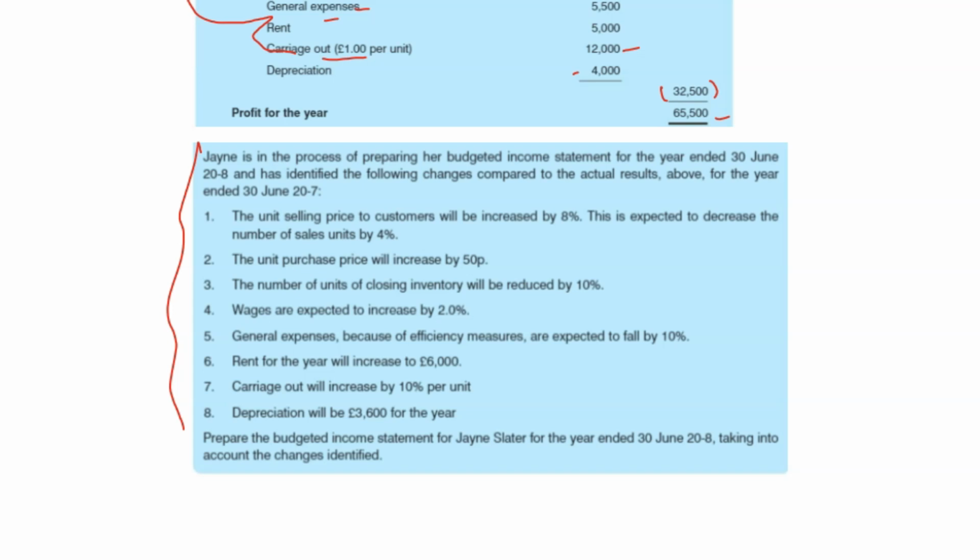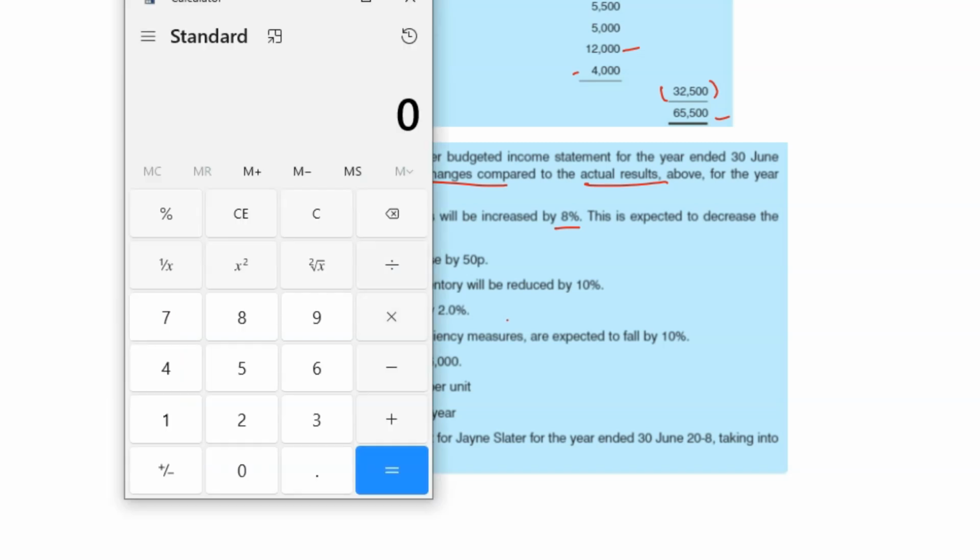Jane is in the process of preparing her budgeted income statement for the year ended 30th June 2018. Jane is going to do next year budget, and the following changes to the actual results above for the year ended 17. So based on 17, we're going to do some percentage increases and decreases, and then we're going to do a new budget. Before I read, I'm going to do a bit of calculation.